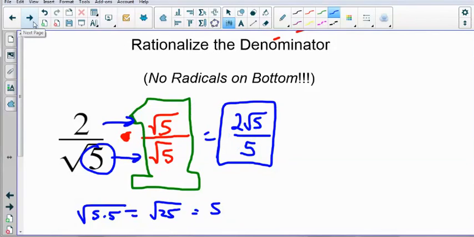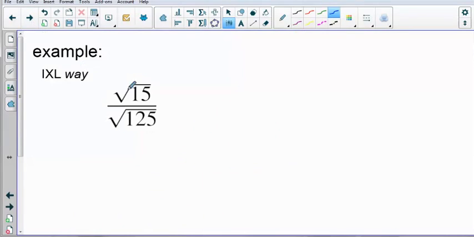So I'm going to give you one. Well, actually, I'm just going to show you. Here we go. Let's look at one, and the way IXL is doing this, you will not end up having to rationalize the denominator, but the other way you might. Let me show you how they show you to do it. They break this down into its primes, and you know how to do that. That's going to be 3 times 5, and then they break this one down into its primes, and that's going to be 5 times 5 times 5.